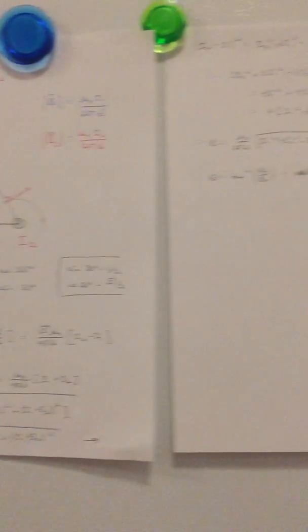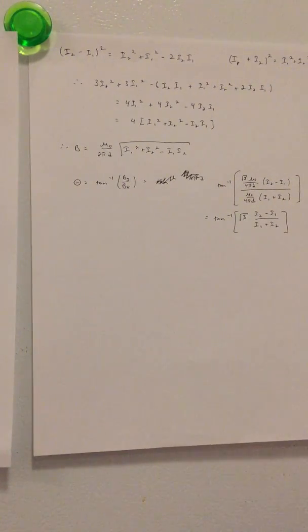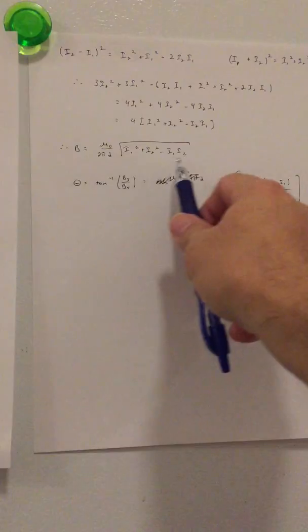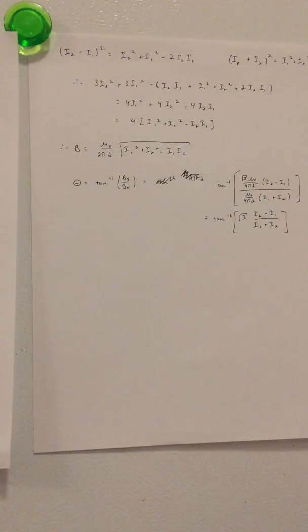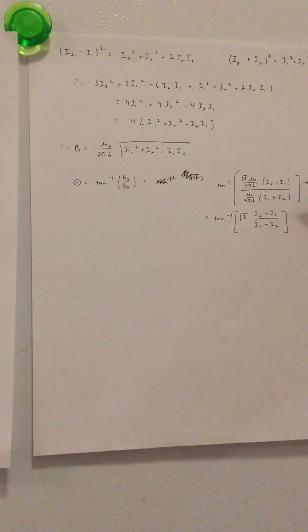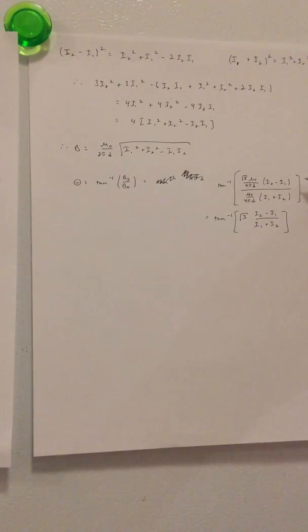If I bring a 2 out from under the radical, that's going to cancel one of these 2's. Gets me the magnetic field magnitude there. The angle is the inverse tangent of the y component over the x component. You can see what I've done here. This actually simplifies pretty well.